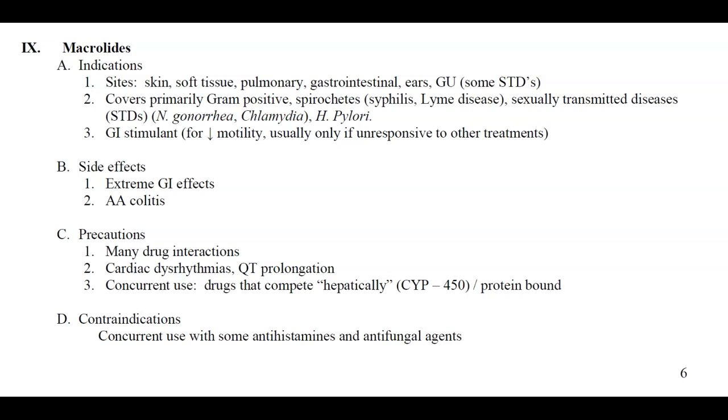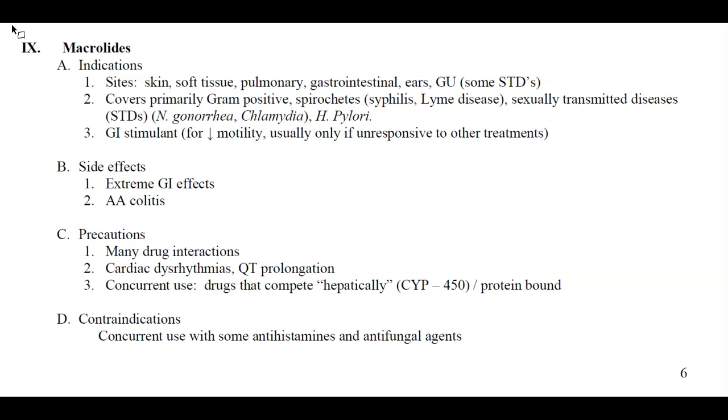Macrolides. Macrolides are bacteriostatic. Indications include these common sites: skin, soft tissue, pulmonary, gastrointestinal, ears, GU, and some STDs. So it covers primarily gram-positive spirochetes. These are spiral-twisted bacterium, including syphilis, Lyme disease, as well as, again, STDs.